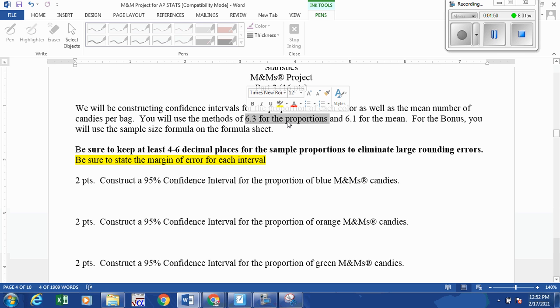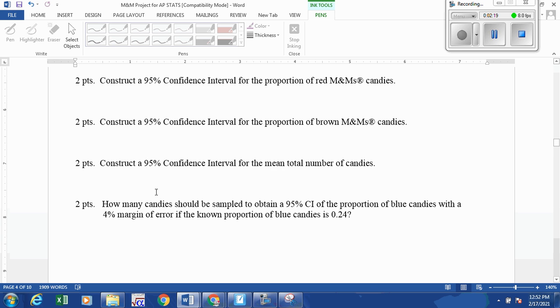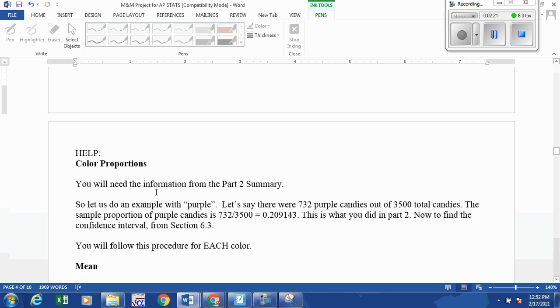If the problem says proportion in it, that's what we did in 6.3 with p hat. That's what we did yesterday. If the problem says mean in it, then we are going to do what we did in 6.1. We're going to use z sub c for this instead of t, even though that's where our standard deviation comes from, because our sample size is so large. So what we're going to do is it goes to the back here and it explains how to do it.